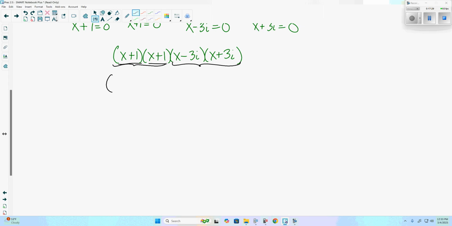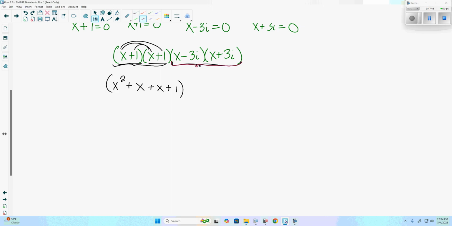So we can do the x plus 1 times x plus 1. X times x would give us x squared. X times 1 is going to give us x. 1 times x is going to give us x, and 1 times 1 is going to give us 1. So that's the first multiplication there.